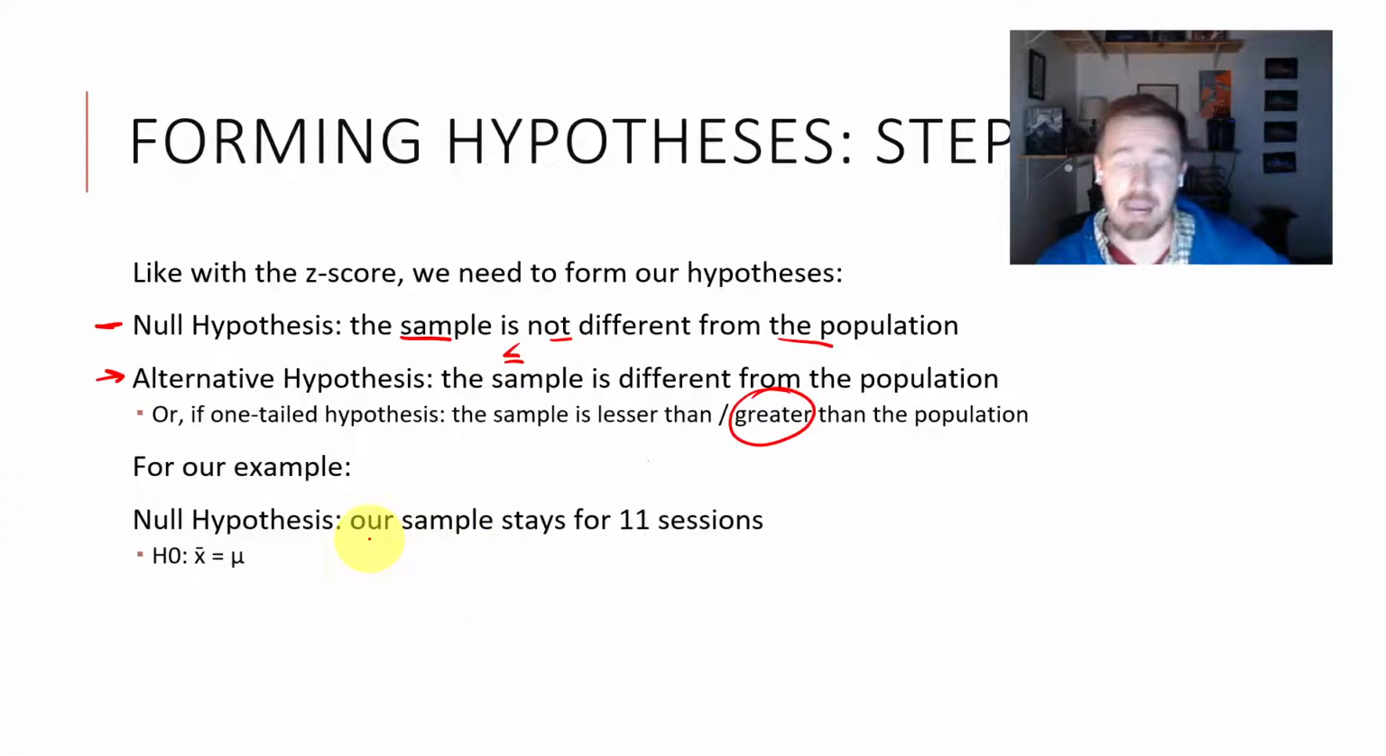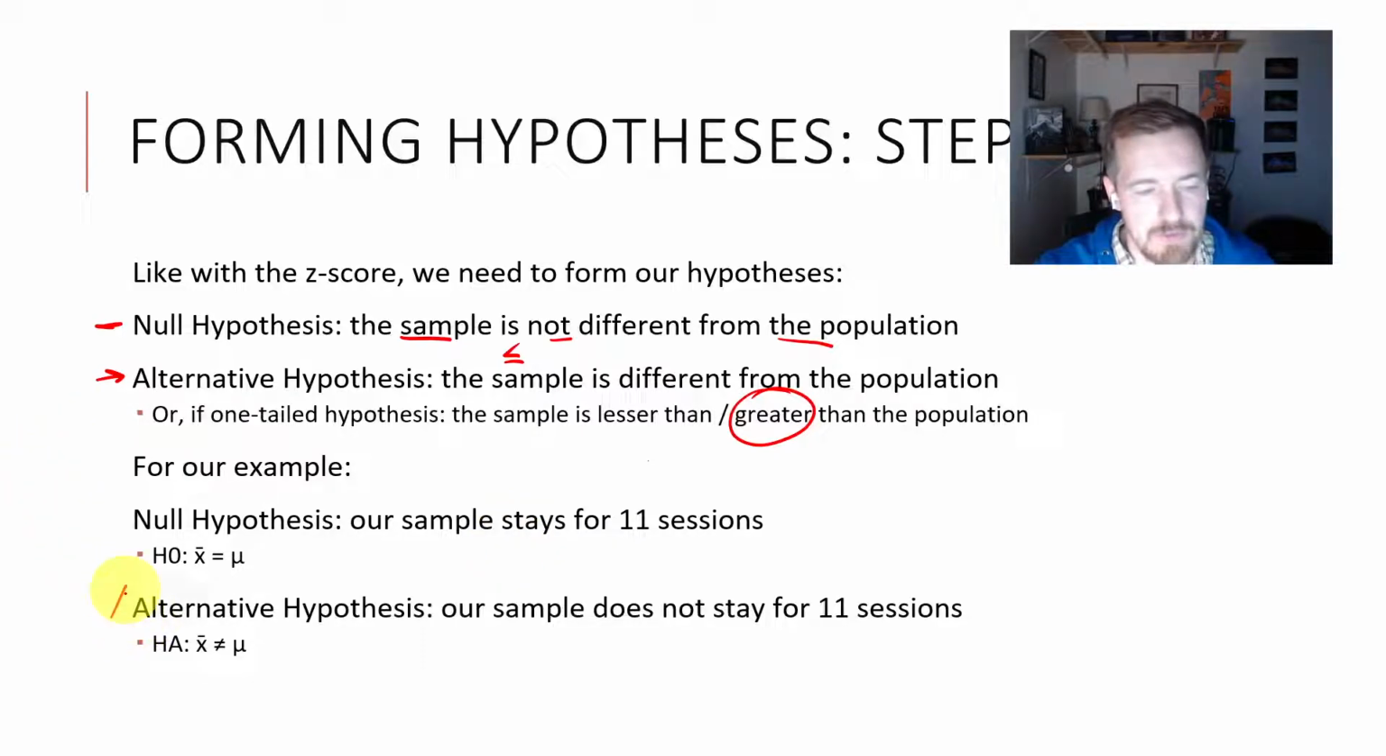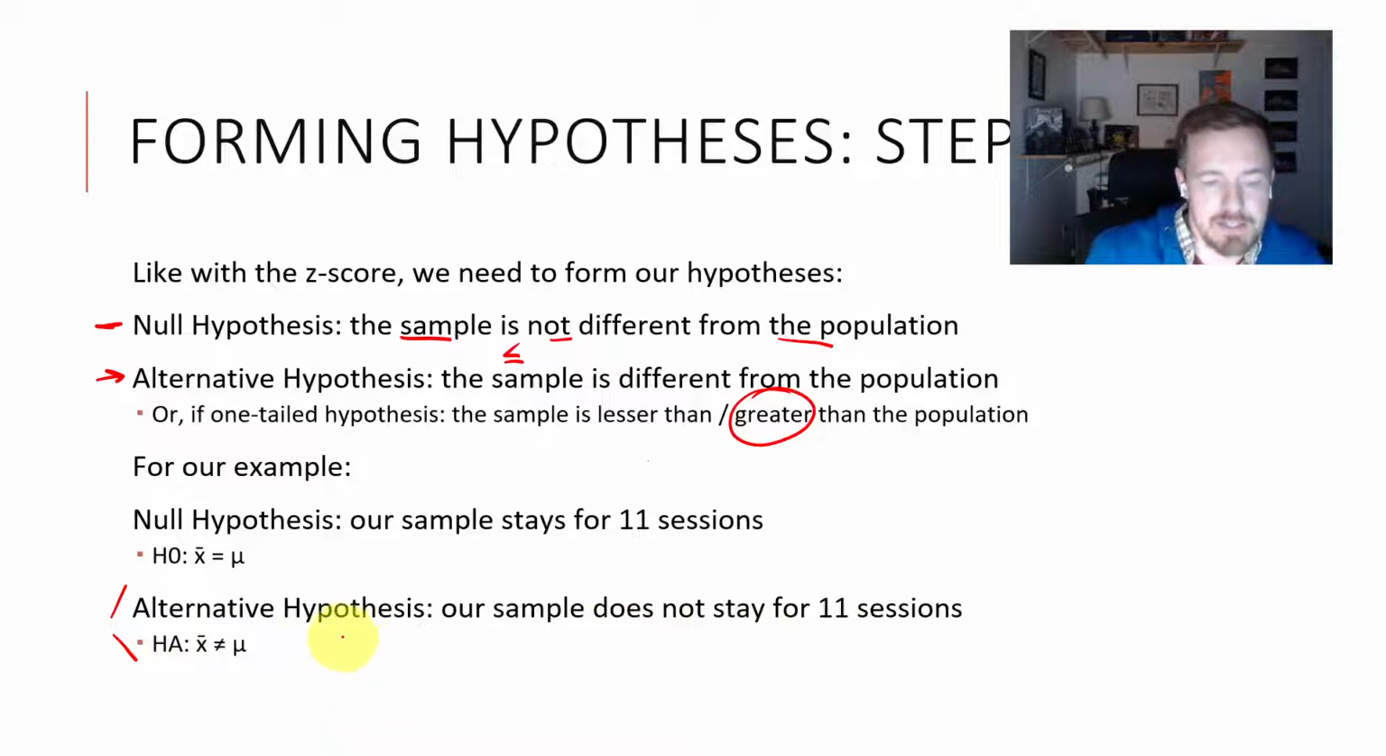So in the case of our example, we were testing whether or not there was any difference from 11. I would probably formulate the alternative hypothesis first, where I would say that our sample, those 5 individuals, do not stay for 11 sessions. That is different. Maybe it's greater, maybe it's less than, but that is different in some way. So it's not the same as 11. The way that we would express that is the H_A symbol, and then we would say X bar is not equal to mu.